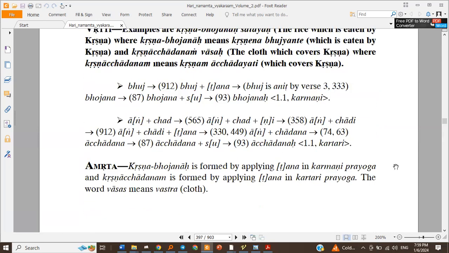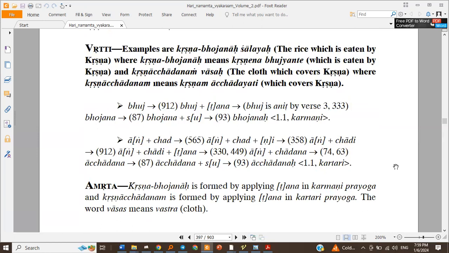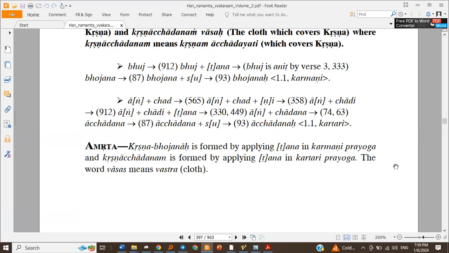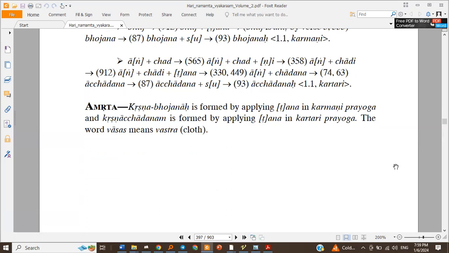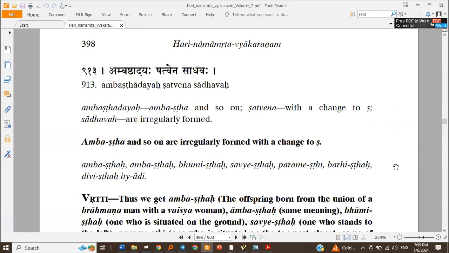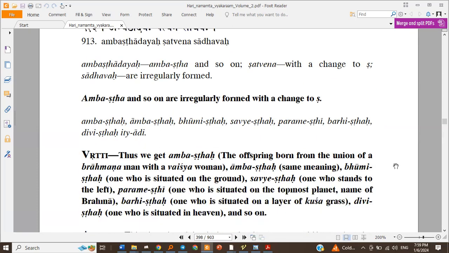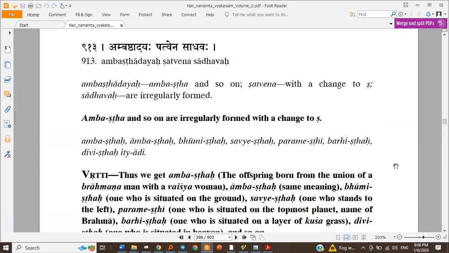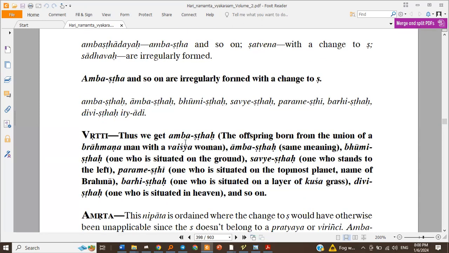So bhuj and tana becomes bhojana, achadana, again tana, likewise. Ambashtadayah shatvena sadhavah. Ambashta and so on are irregularly formed with a change to sh. So thus we get ambashtha, the offspring born from the union of a brahmana man with a vaishya woman, ambashtha. And ambashtha, same meaning.